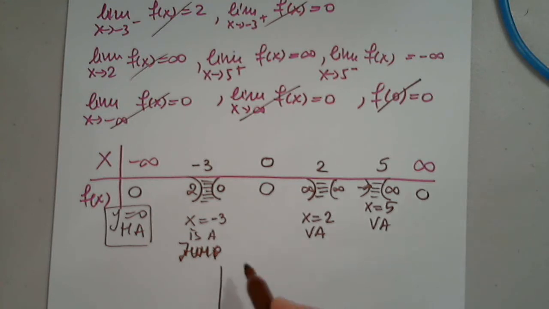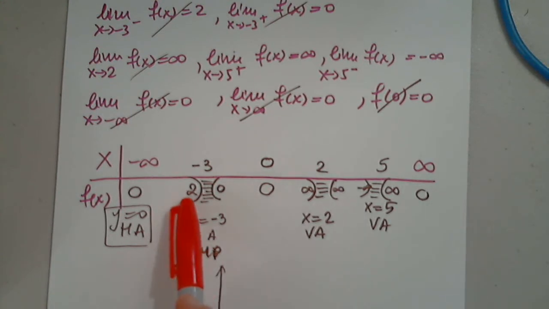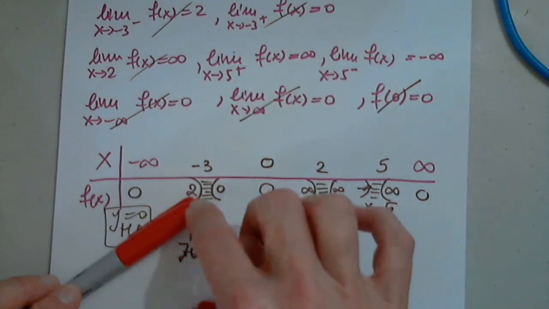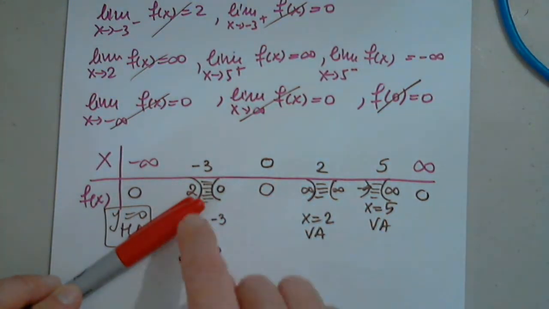How did you know -3 was a jump? Because the left-hand side is 2 and the right-hand side is 0. Unlike 2 and 5, where there are infinity symbols, these are numbers. The left-hand side stops at 2, and the right-hand side starts at 0. It must be a jump.